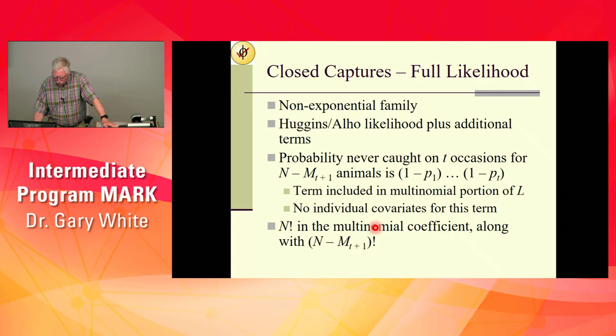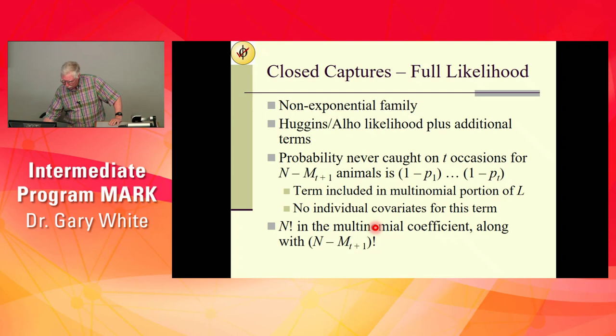Now, the reason why I say no individual covariates is because think about animals that you never caught. You don't know their individual covariate value. You can't possibly know it because you never caught them. So that's why the Huggins model is so effective, because you condition that out. You say, okay, I'm going to assume that the animals I didn't catch are no different than the ones I did catch in the sense of their individual covariate values, which may or may not be a good assumption. And then from that, you get your population estimate using individual covariates. But with N in the likelihood, you can't use individual covariates, because you've got this term in there for all the animals that you never caught, and you don't know what their individual covariates are.